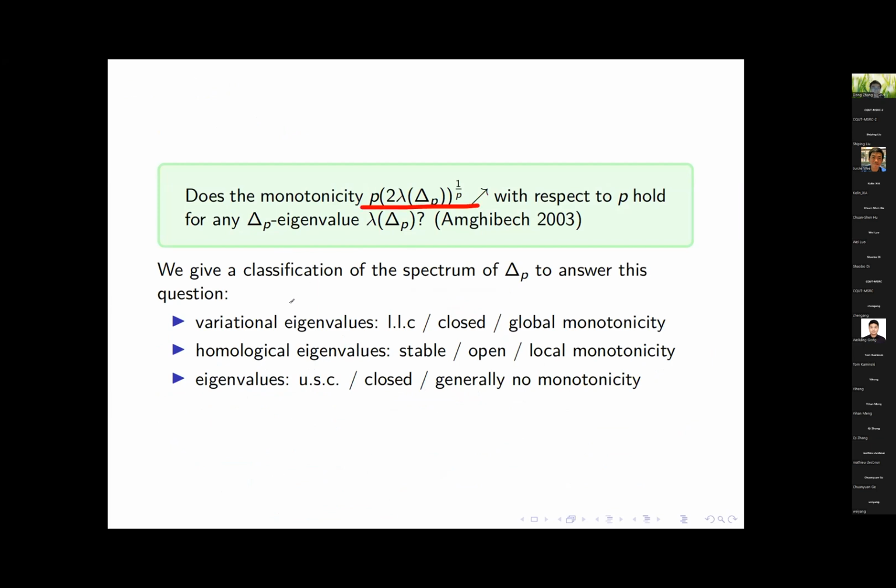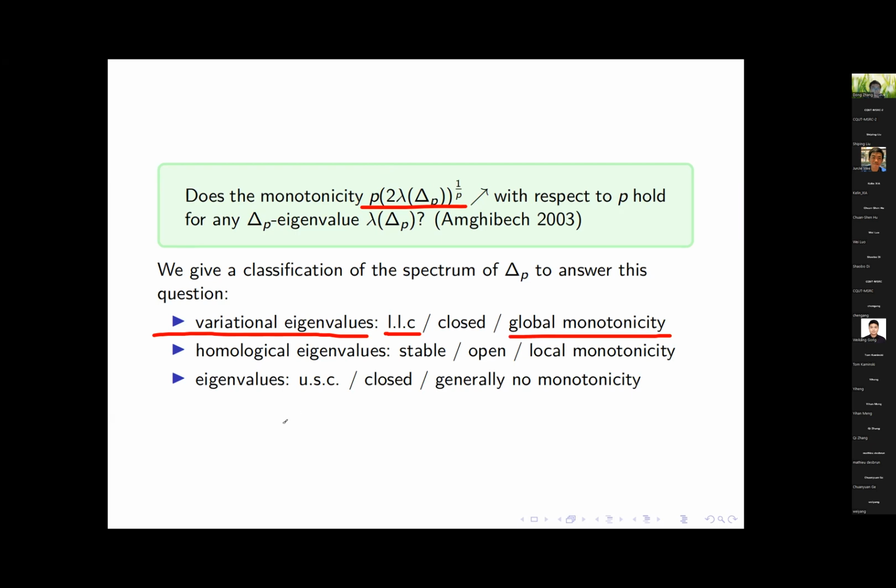We give a classification of the spectrum of the p-Laplacian to answer it. If we restrict to the variational eigenvalues, then these eigenvalues are locally Lipschitz continuous, and they are closed under taking limits. I mean that the limits of variational eigenvalues with respect to p are also variational eigenvalues. And the variational eigenvalues satisfy the global monotonicity property of this function.